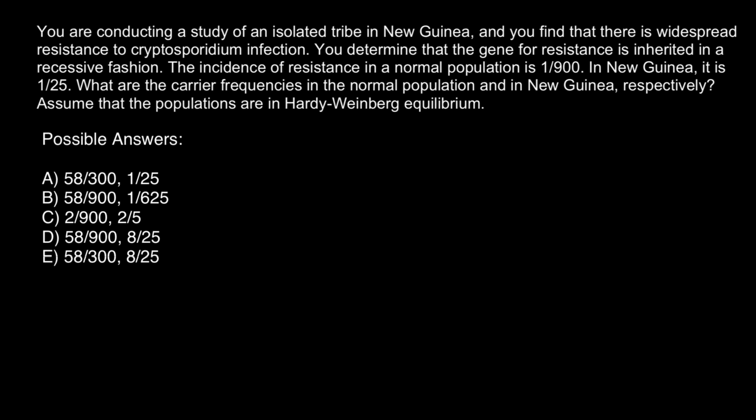And here's a problem: you're conducting a study of an isolated tribe in New Guinea, and you find that there is a widespread resistance to cryptosporidium infection. You determine that the gene for resistance is inherited in a recessive fashion. The incidence of resistance in a normal population is 1 out of 900. In New Guinea it is 1 out of 25. What are the carrier frequencies in the normal population and in New Guinea, respectively? Assume that the populations are in Hardy-Weinberg equilibrium.